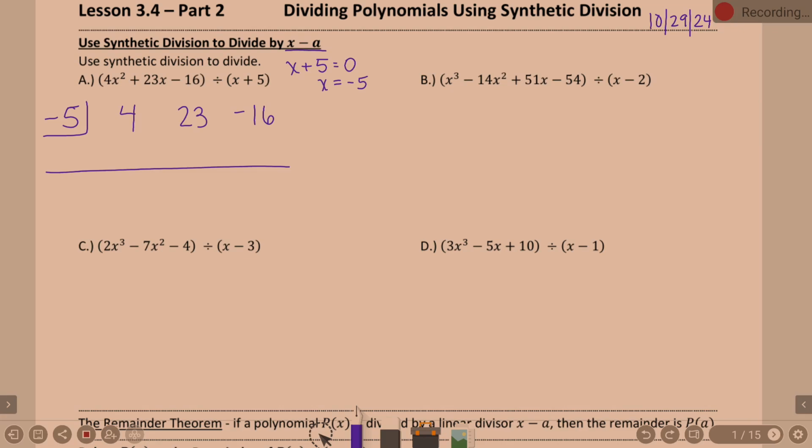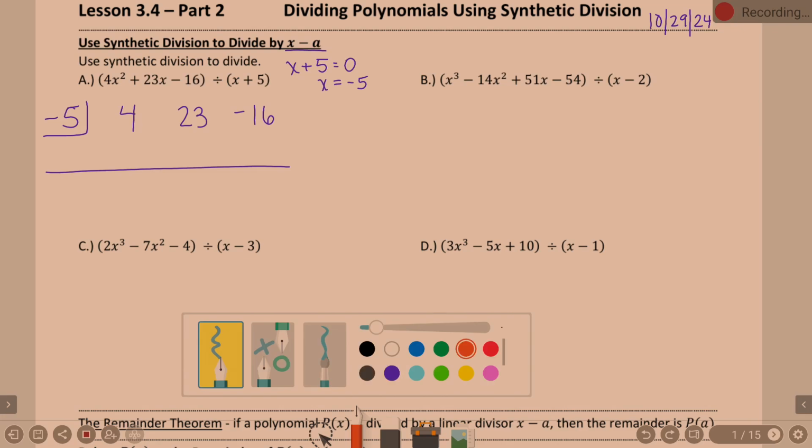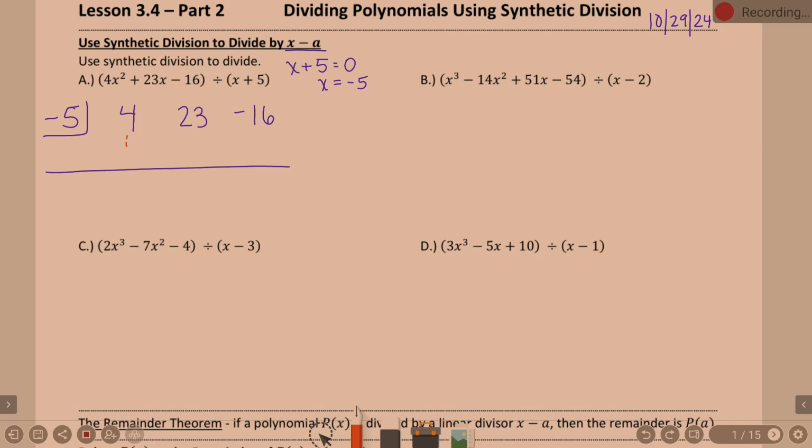Now, the first thing you're always going to do is start by just dropping the 4 down, or whatever your first number is. So we're going to drop our 4 down here. Okay? Then, your next step is a multiplication step. So we're always going to take this negative 5, and we're going to multiply it by whatever we have here, and we're going to put that answer up here under the 23. So what is negative 5 times 4? Negative 20. And the negative 20 goes right there. Okay, so you multiplied to get that number.